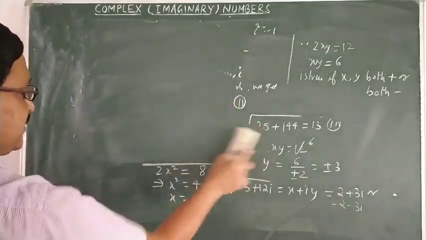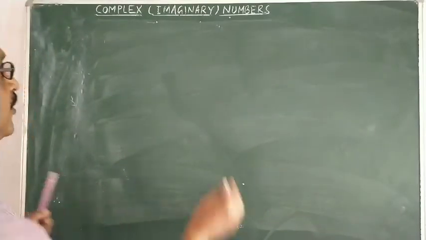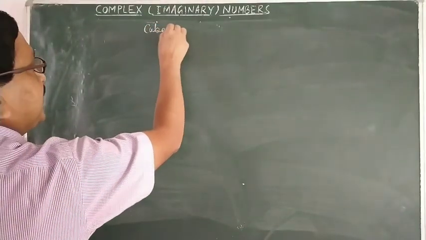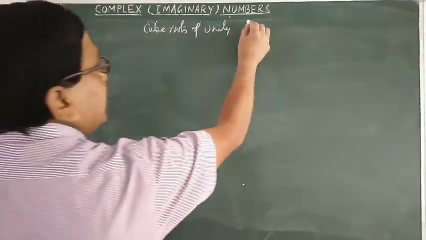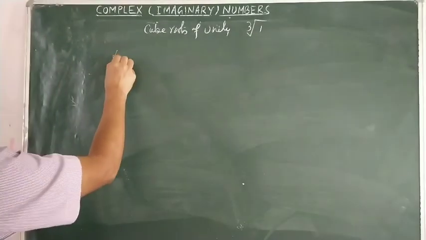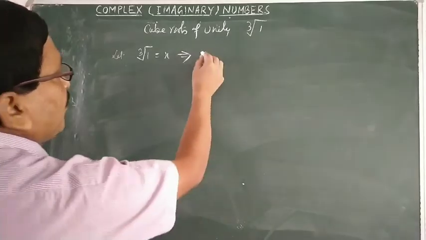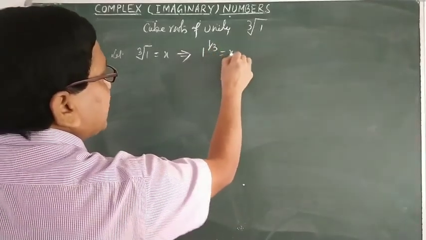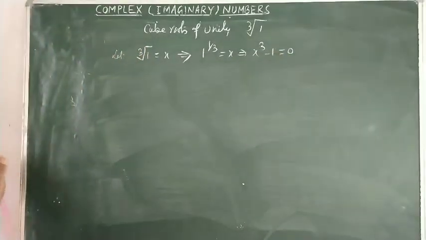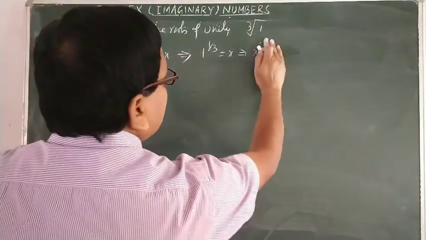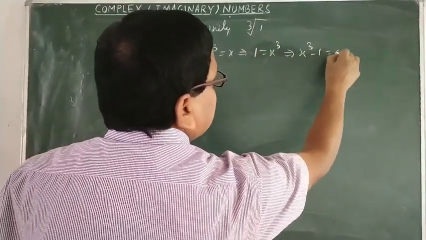And the last topic is cube roots of unity. This has been deleted also. So find the cube roots of unity, the third root of 1. Let the third root of 1 be x. So 1 to the power 1 by 3 is equal to x. Cubing this, 1 is equal to x cube, so x cube minus 1 is equal to 0.